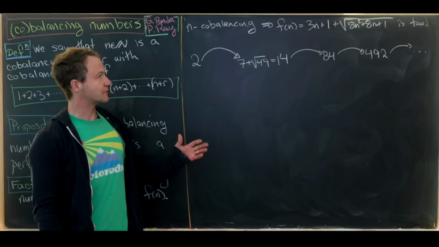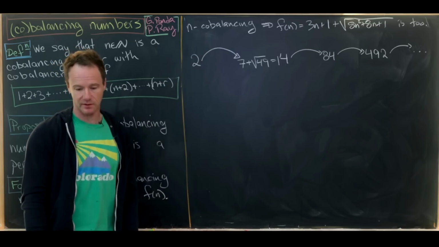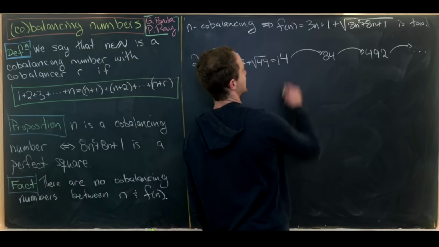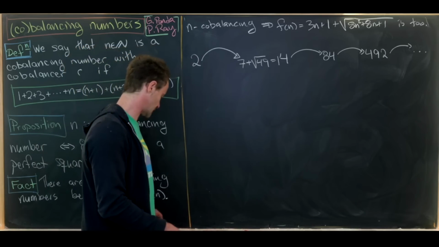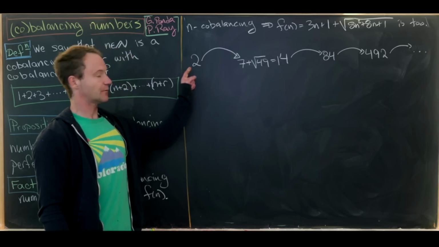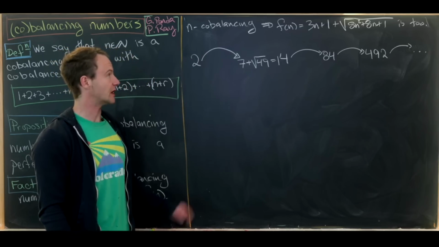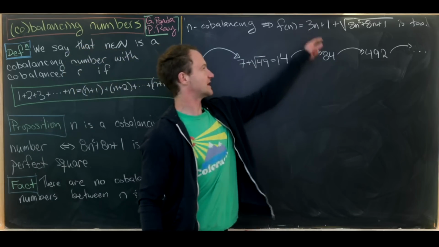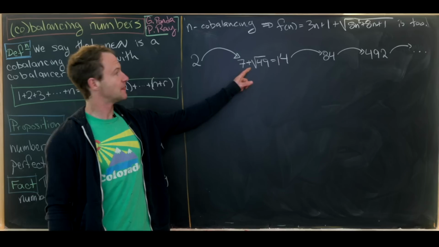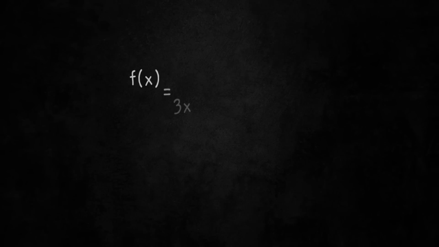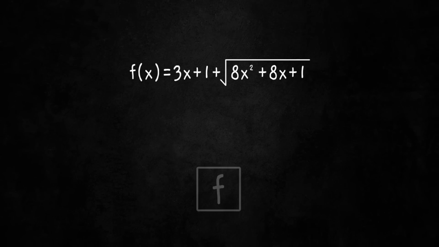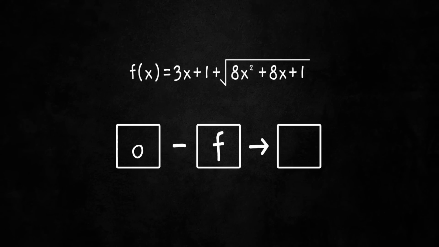So we just finished proving that if n is a co-balancing number, so is f of n, where f of n is 3n plus 1 plus the square root of 8n squared plus 8n plus 1. So let's check that. If we start with our co-balancing number 2 and we apply f, we get 3 times 2 plus 1, that's 7, and then plus the square root of 49. That's what that expression simplifies to if we set n equal to 2. But 7 plus 7 is 14, so we're good to go there. 14 is the next co-balancing number, and we saw that as an example before.